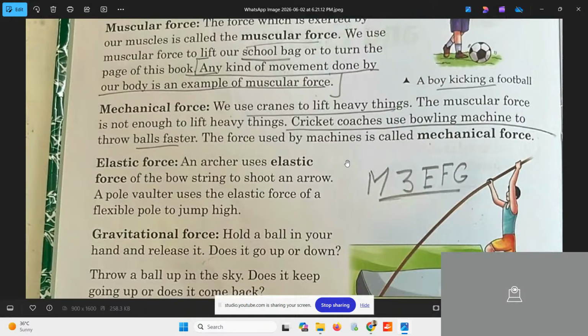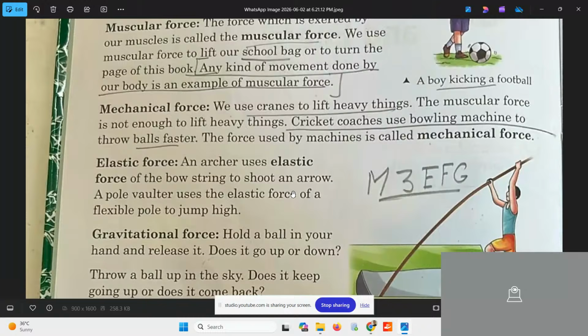The fan, the lights? Lights are not mechanical force. Keep it simple. So the crane and the bowling machine are the examples of mechanical forces.